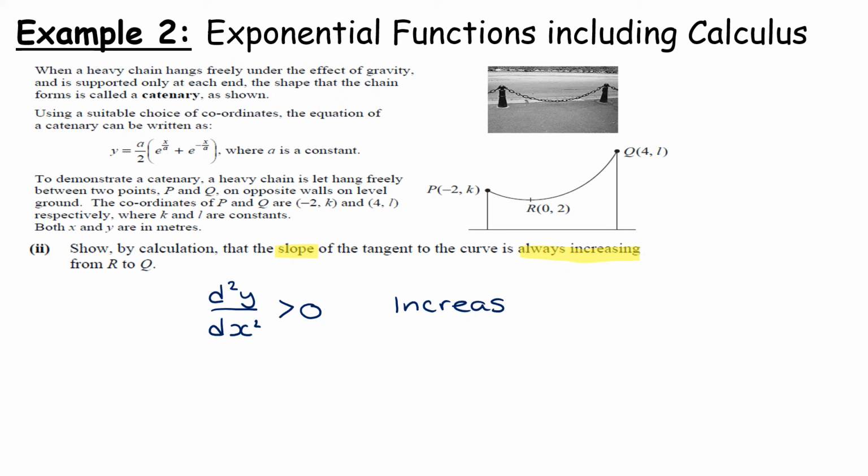So what we want to show is the second derivative, when that is greater than 0, then it's increasing. Now, we want to show that it's always increasing, which means we want to show that the second derivative will always be positive. So let's start with our dy dx, which we had in a previous part, which is e to the power of x over 2, over 2, minus e to the power of minus x over 2, all over 2. We want to differentiate these a second time.